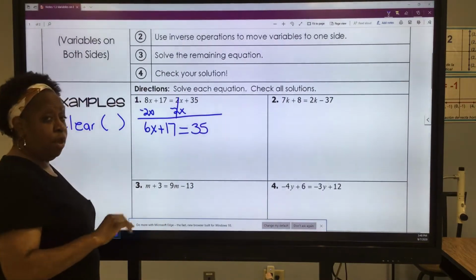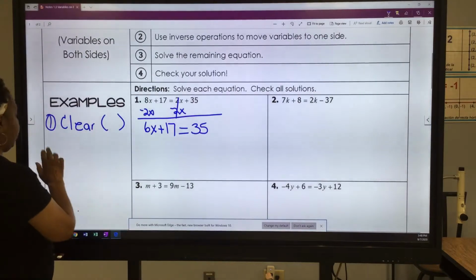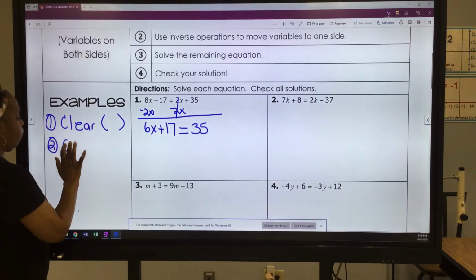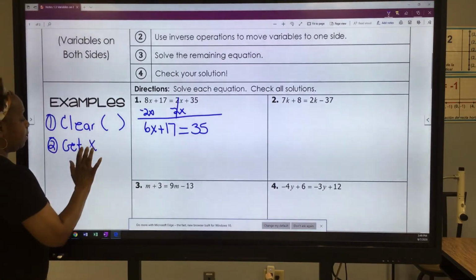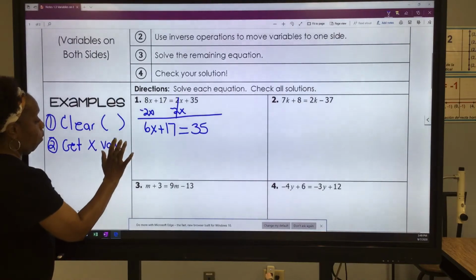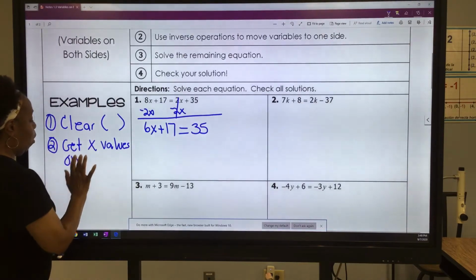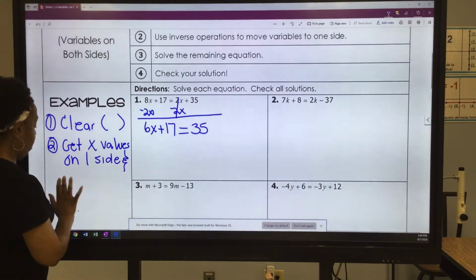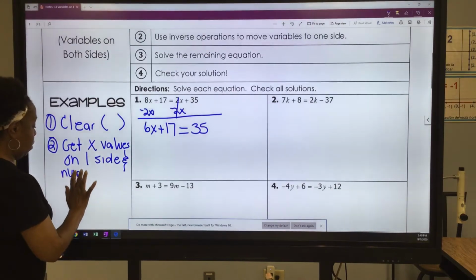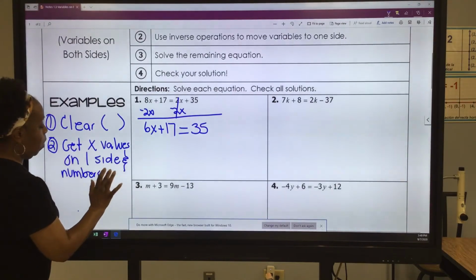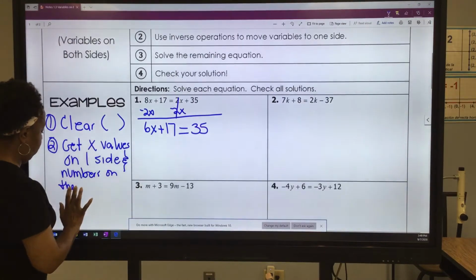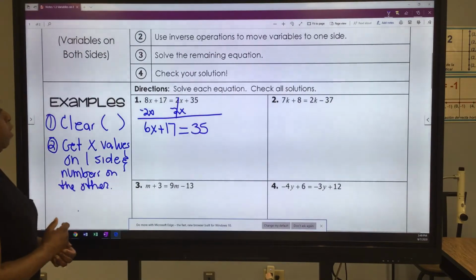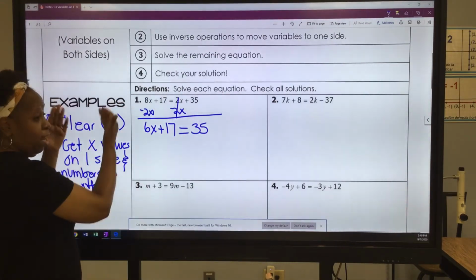That's the first step. Your second step now, I apologize, that is your second step. So get x values on one side and numbers on the other. Okay? So we've gotten all the x terms on the left. Now let's get our numbers on the right.